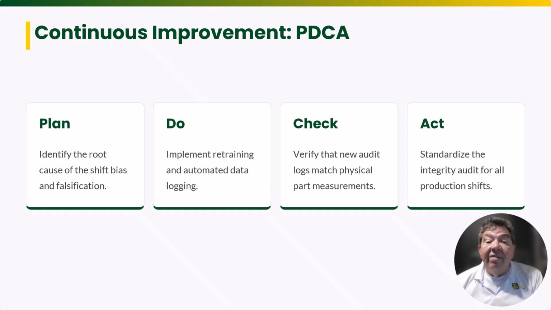Once the breach is identified, you must propose a corrective action using the PDCA cycle. Plan to find the root cause of the shift bias. Do by implementing retraining and automated logging. Check by verifying that the new logs match physical parts. And act by standardizing this integrity audit across all shifts.